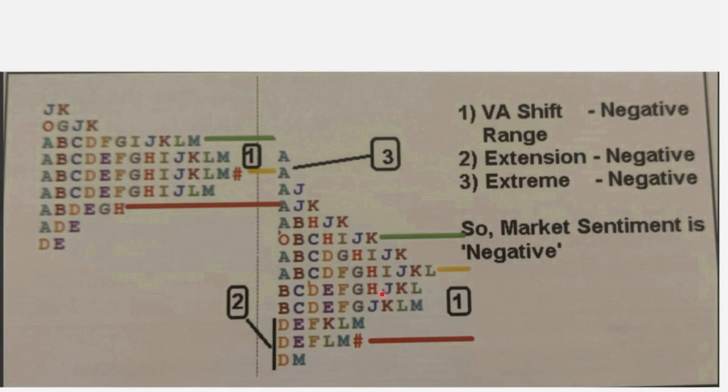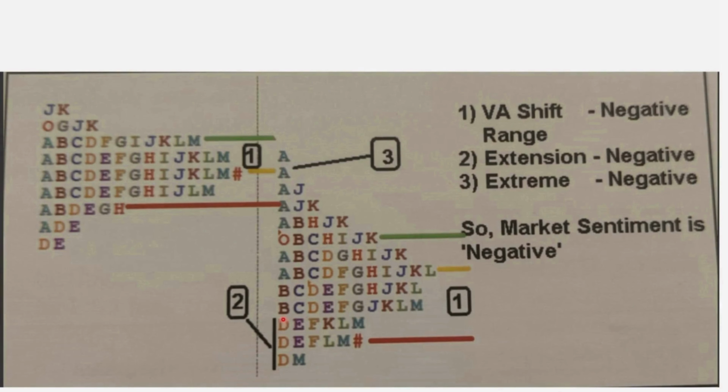Whereas if you look into the range extension, which is number 2, if yesterday's initial balance low was broken on the downside, it shows that sellers extended the range downward, indicating a negative sentiment, whereas the initial balance high is protected for the entire day. That's how the range extension is on the negative side.